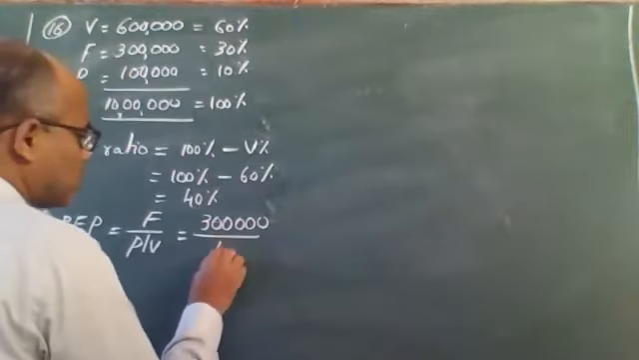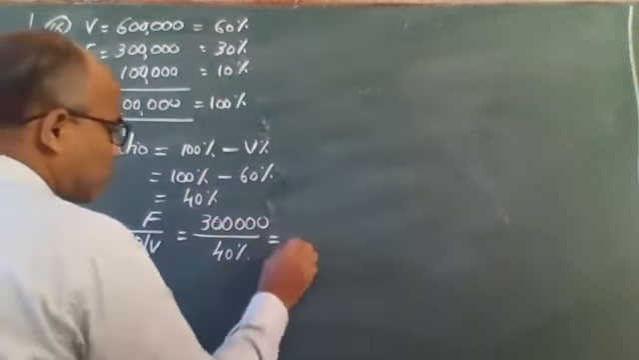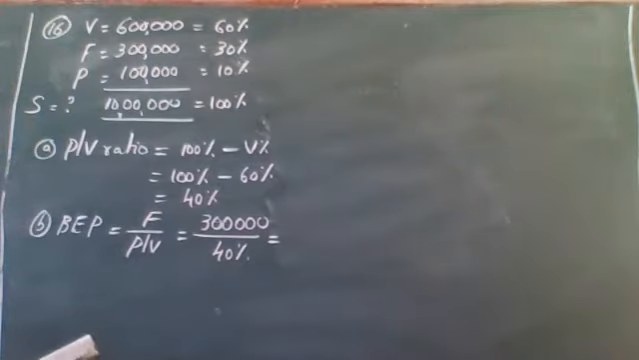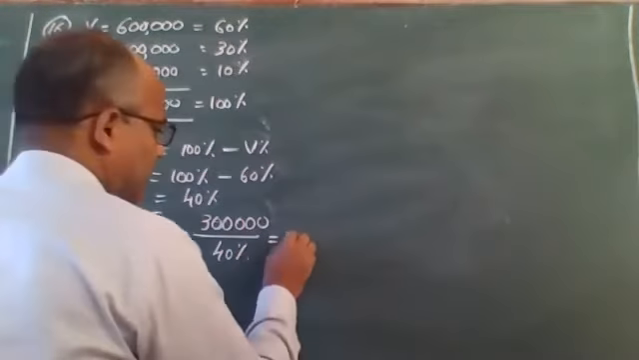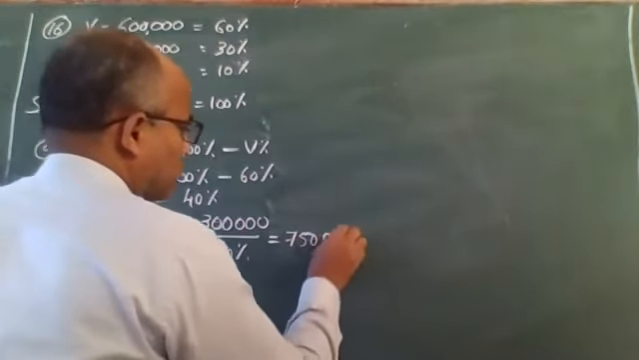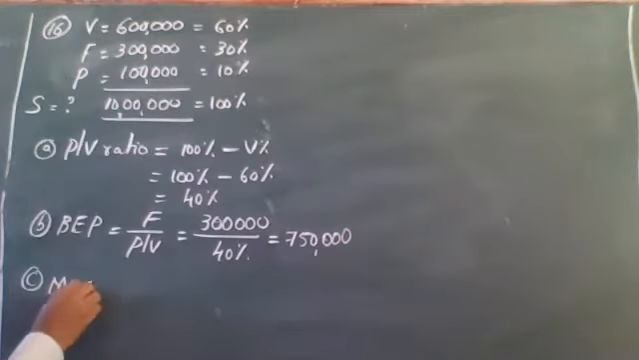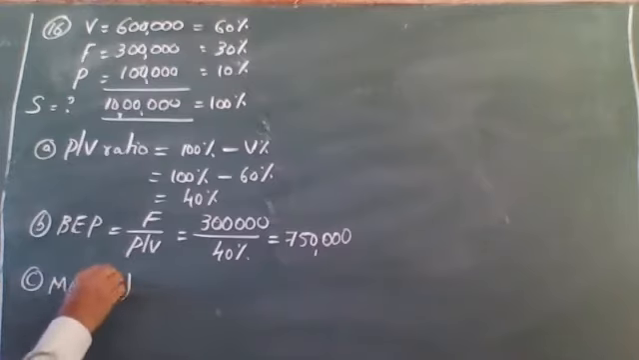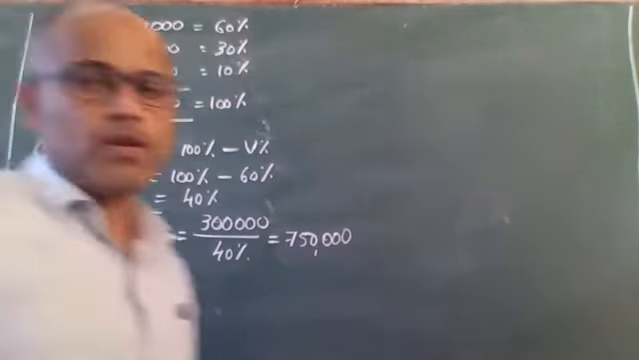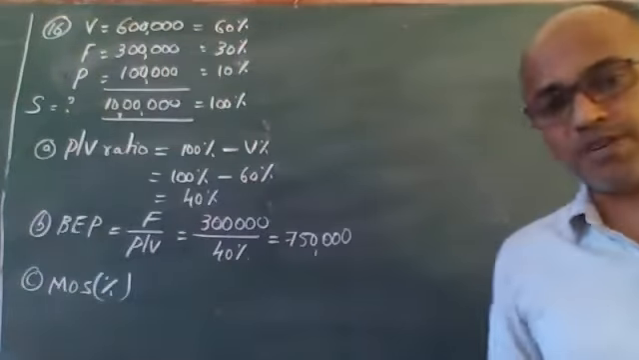PV ratio is 40%. That should give you the answer. 3 lakhs by 40% comes to how much? 7 lakh 50,000. And the third question is asking margin of safety ratio. When they say ratio, you remember he wants it in terms of percentage.